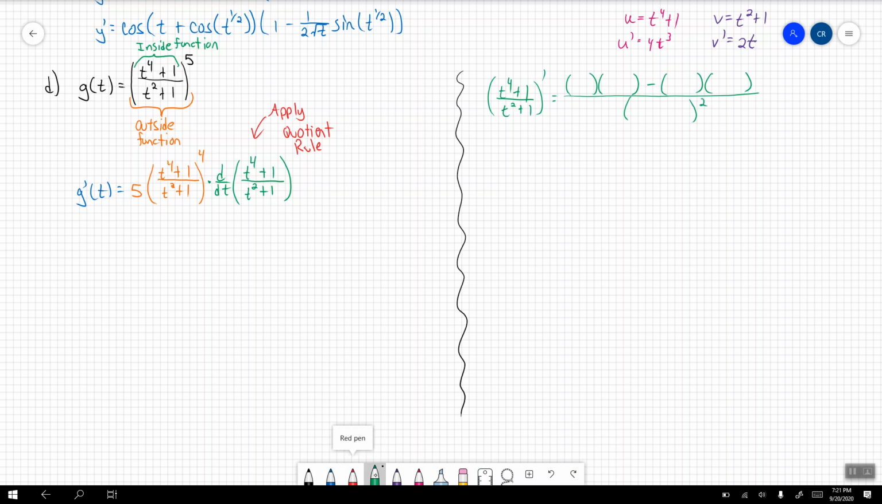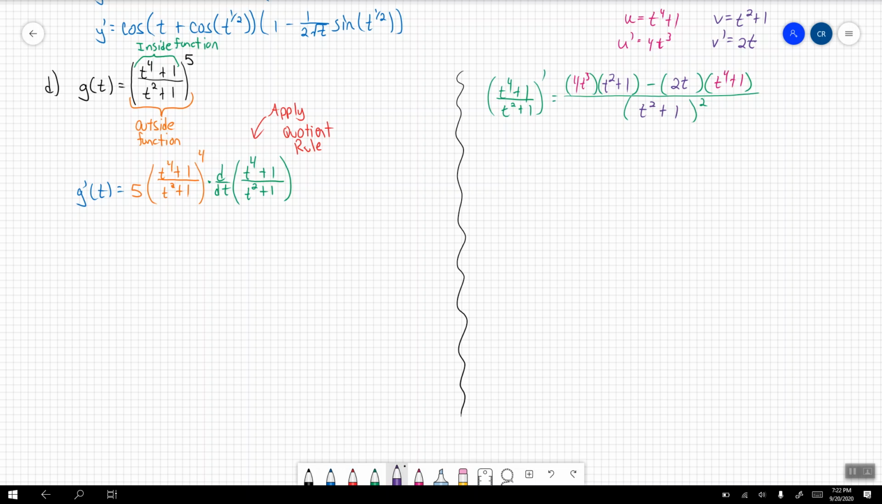There we are. So we take the derivative of the top function, and that's 4t cubed, multiply it by the bottom function, which is t squared plus 1, subtract out the derivative of the bottom function, which is 2t, multiplied by the top function, which is t to the fourth plus 1, all divided by the bottom function squared, which is t squared plus 1.